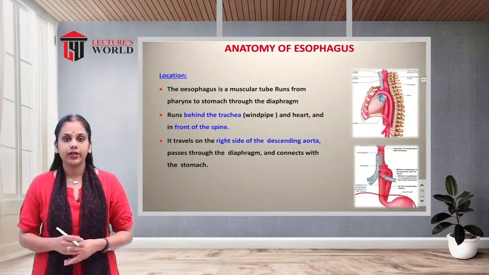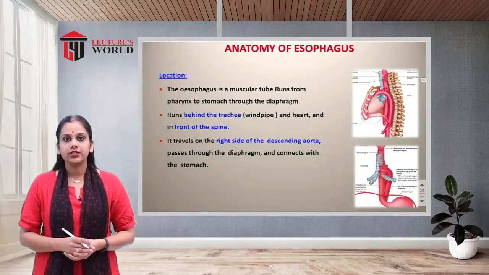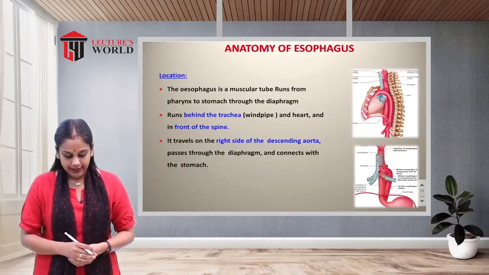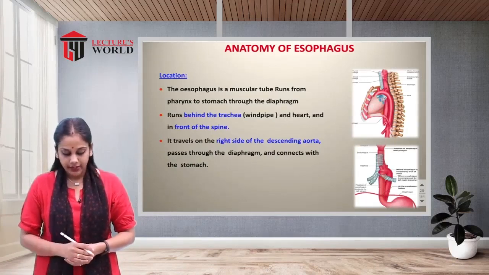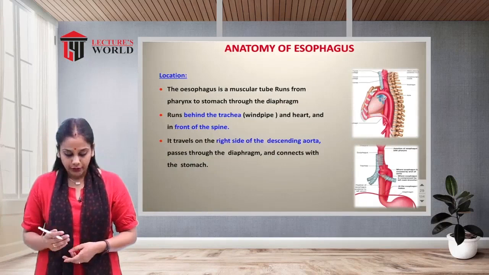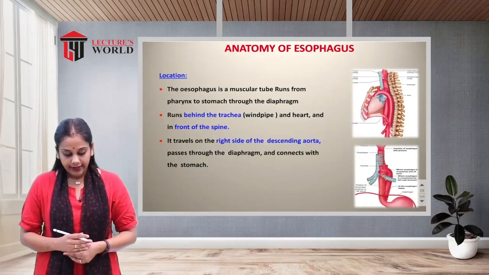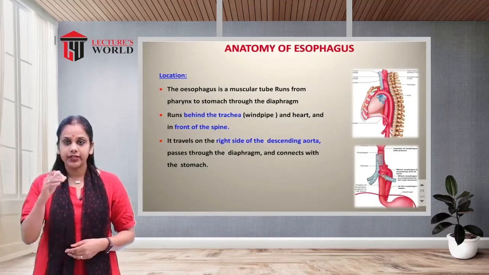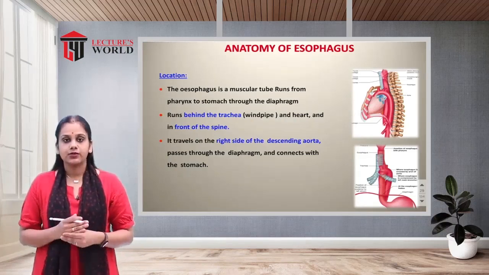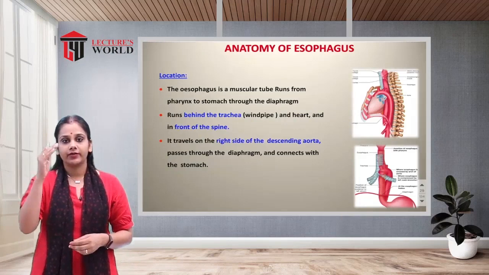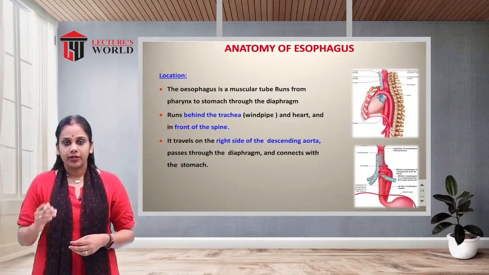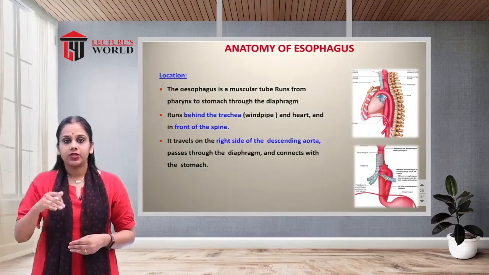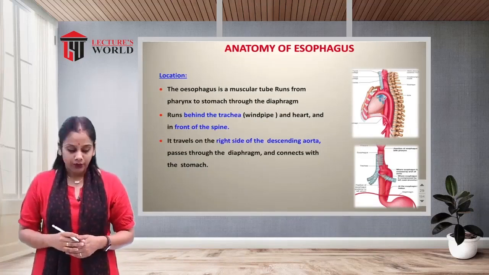Now we will see the anatomy of the esophagus. First, the location, where it is located. You can see in the figure, the esophagus is a muscular tube that runs behind the pharynx and to the stomach through the diaphragm. It starts from the pharynx and goes to the stomach. Between the pharynx and stomach there is one muscular tube known as the esophagus.